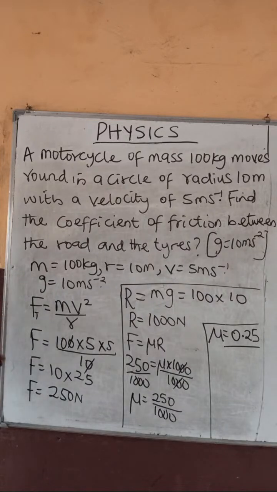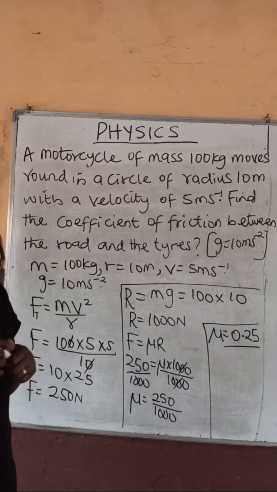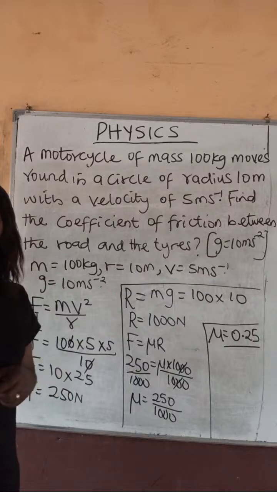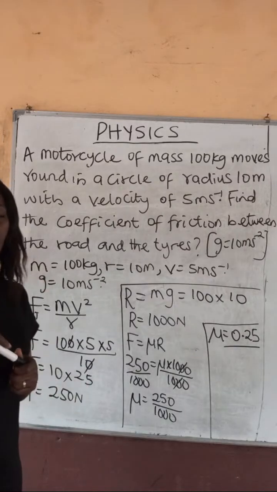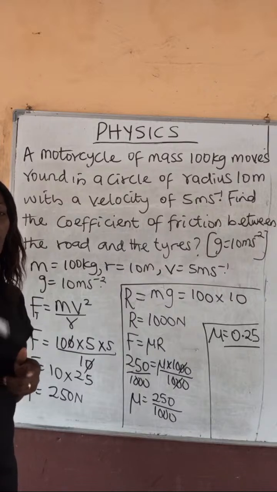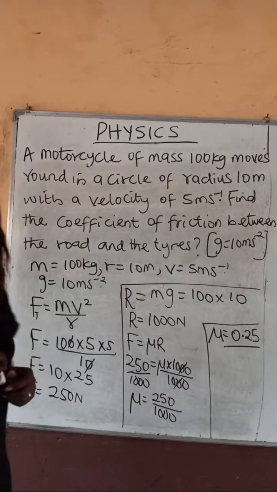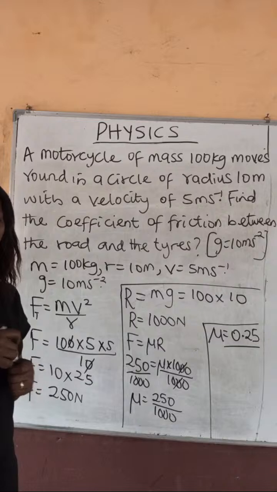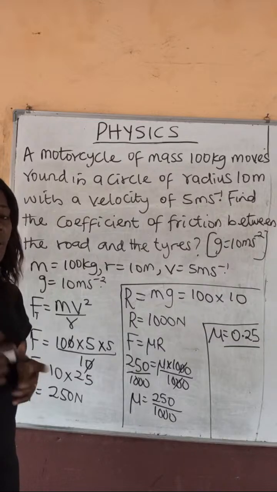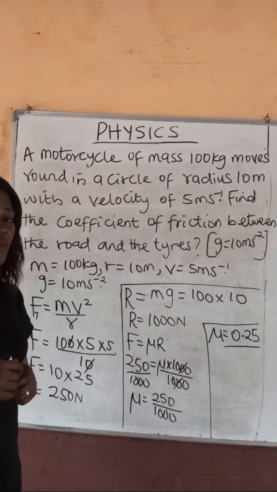Because this motorcycle is an object which has a mass of 100 kilograms, and it's moving around the circle, as it's moving around the circle, it experiences what we call centripetal force. And because it's a frictional force that acts in opposition, it's trying to keep the body towards the center of the circle. So the centripetal force is acting towards the center of the circle. We have done frictional force, we have done centripetal force, which is under circular motion. So you can go through that video to understand better.